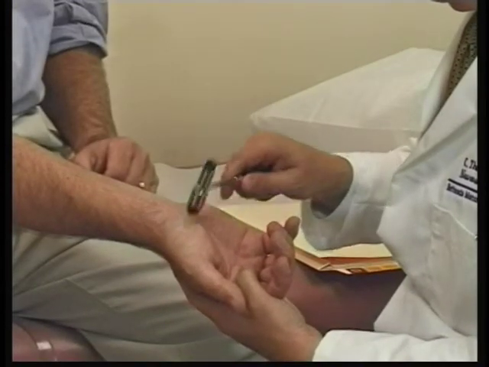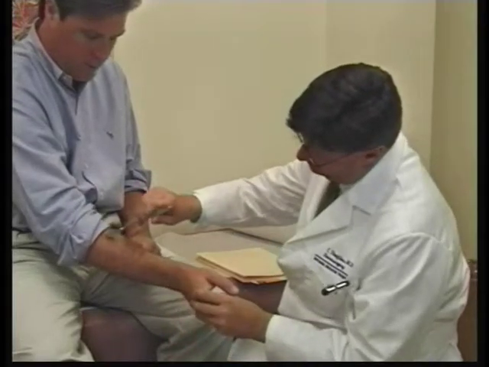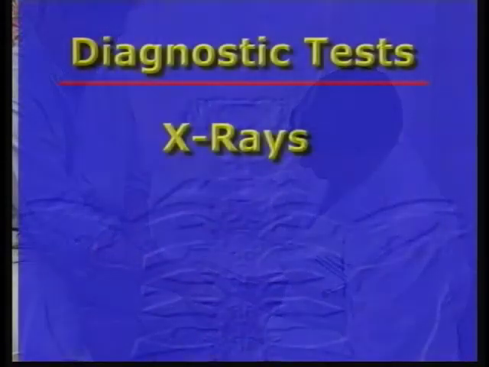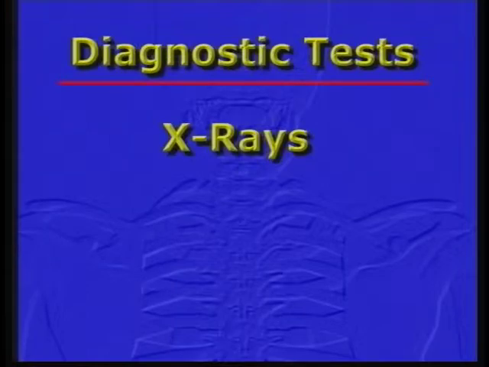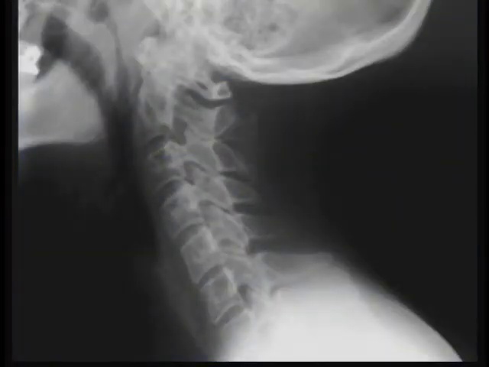Like Charles, you started with a thorough physical exam by your surgeon and then may have had one or all of the following tests ordered. X-rays. X-rays show the bony structure of the neck. They can be the first step in determining any irregularities that may be causing problems.